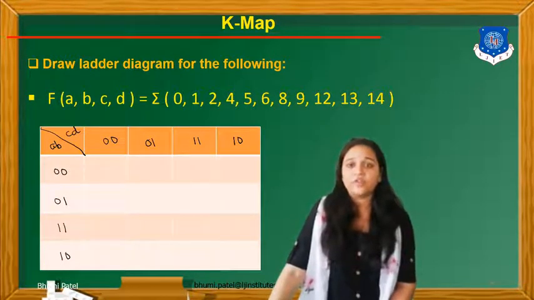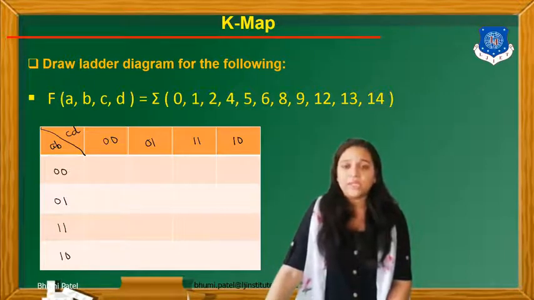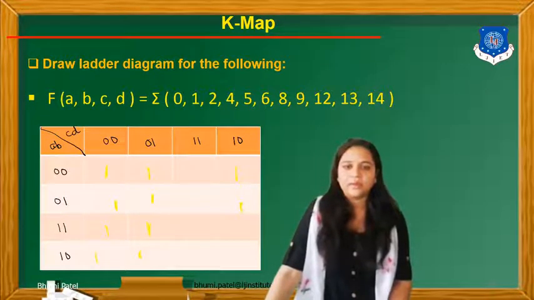So first of all, we can put the value of the 1 or 0 in the K-map. So put 0, 1, this is 0, 1, 2 and 3, then 4, 5, 6 and 7, then 8, 9, 10, 11, then 12, 13, 14 and 15.